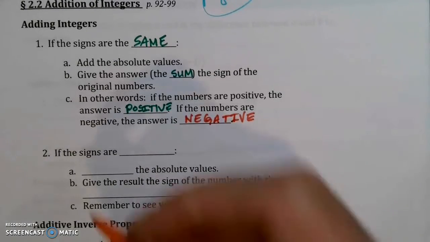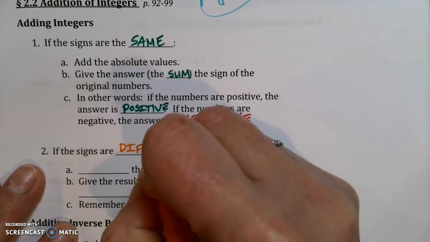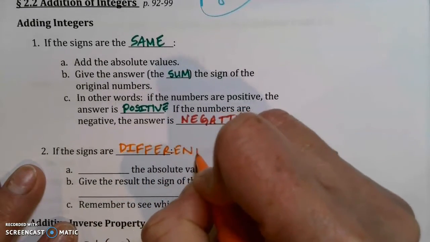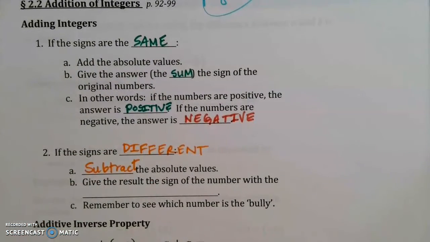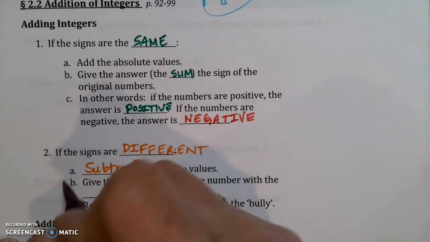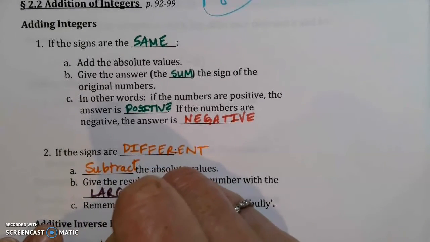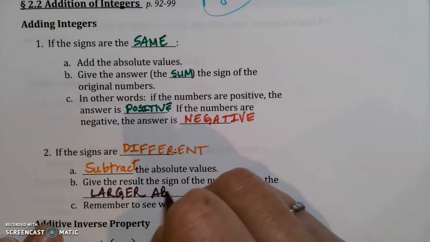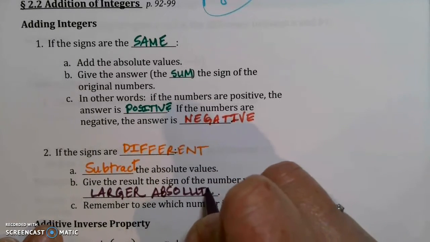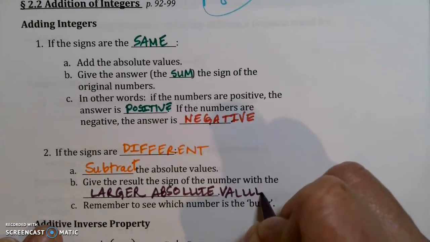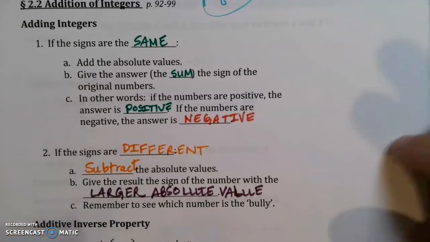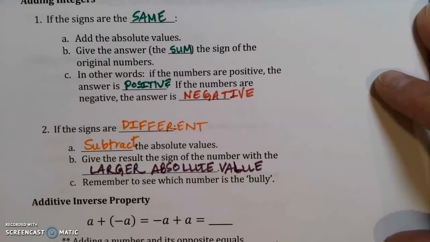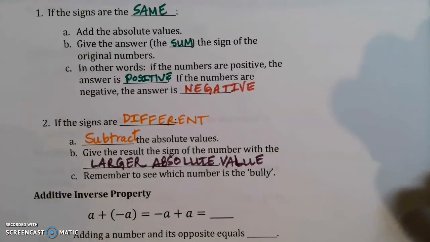If the signs are different, then we subtract the absolute values. And we give the result the sign of the number with the larger absolute value. And that's why it's important for us to understand the difference between value and absolute value, because right here it's going to determine what the sign is of our answer when we are adding things.